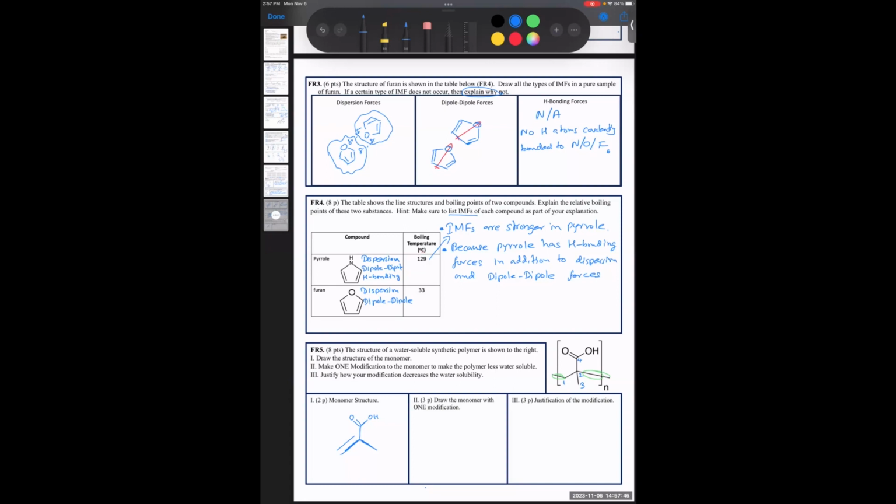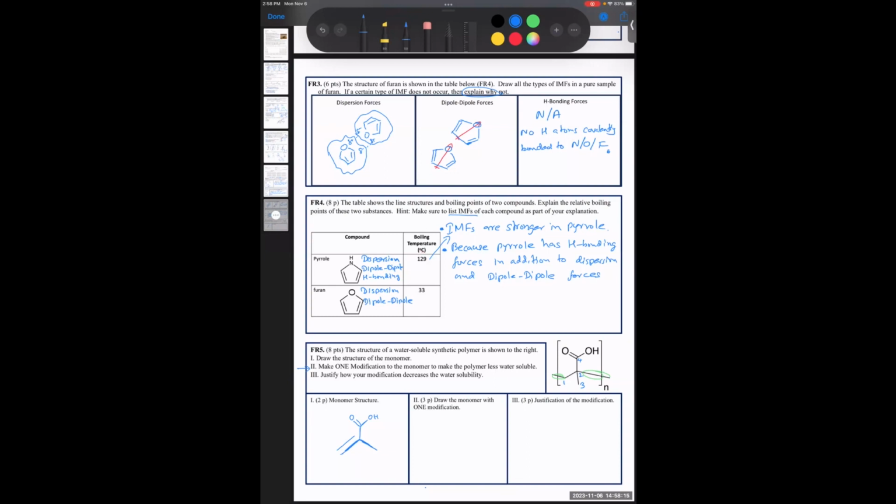All right, that's one. And draw the monomer with one modification. So here's the monomer, and then I need to modify it. Now read the question very carefully. Make one modification to the monomer to make the polymer less water soluble. So I want to make it less like water, interaction-wise. That's the idea. So what I can do is get rid of the OH group.